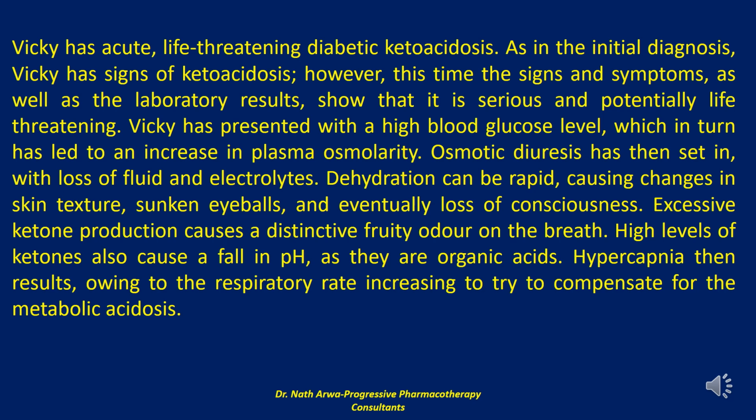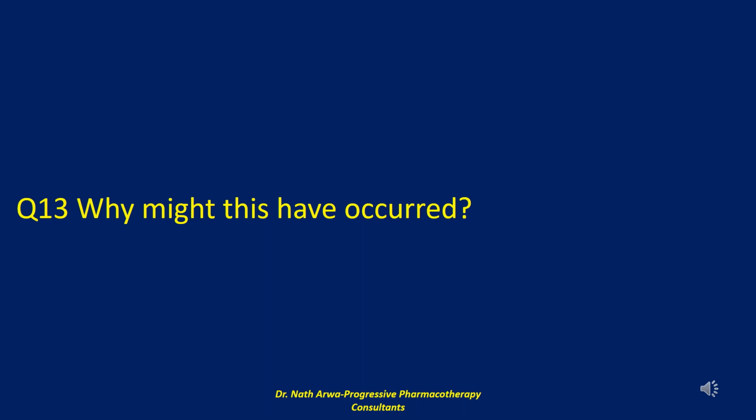Dehydration can be rapid, causing changes in skin texture, sunken eyeballs, and eventually loss of consciousness. Excessive ketone production causes a distinctive fruity odor on the breath. High levels of ketones also cause a fall in pH, as they are organic acids. Hypercapnia then results, owing to the respiratory rate increasing to try to compensate for the metabolic acidosis. Question 13 reads, why might this have occurred?